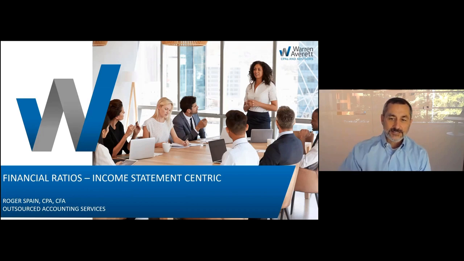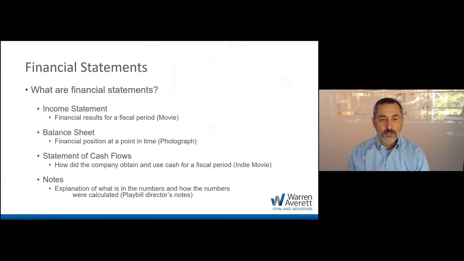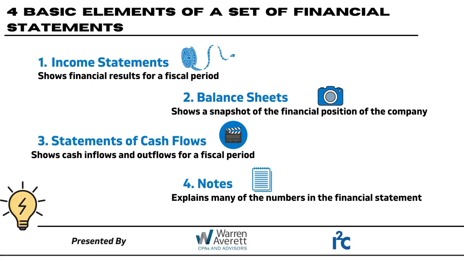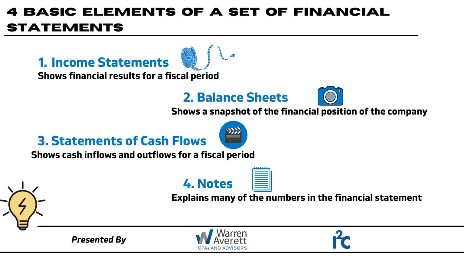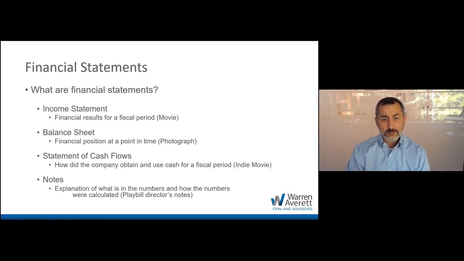I'm going to start, as I did in the balance sheet centric ratio segment, with a very fast review of what financial statements are, because these are the basis for the information that we're going to be using in calculating and analyzing these ratios. Very quickly, financial statements are an income statement, balance sheet, statement of cash flows, and notes to those financial statements. The income statement is a measure or an indication of a company's performance over some fiscal period. Think of it as a movie.